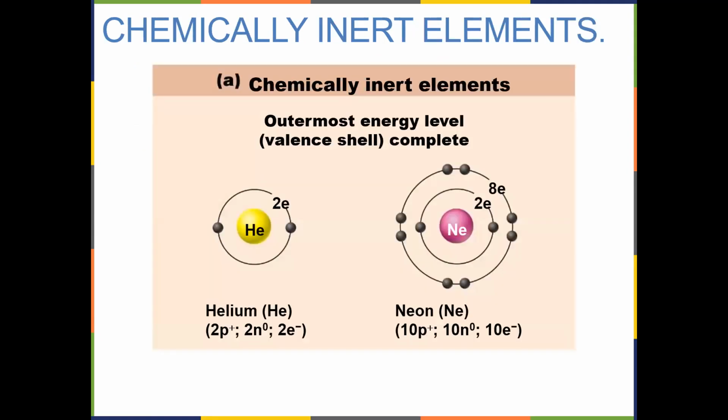So here we have these inert elements, helium and neon. Helium has 2 protons and 2 electrons. Don't worry about the neutrons at this point. It's balanced, 2 protons, 2 electrons. Its valence shell, which is its only shell, only orbital, can only hold 2 electrons. And lo and behold, it only has 2 electrons. So helium is stable.